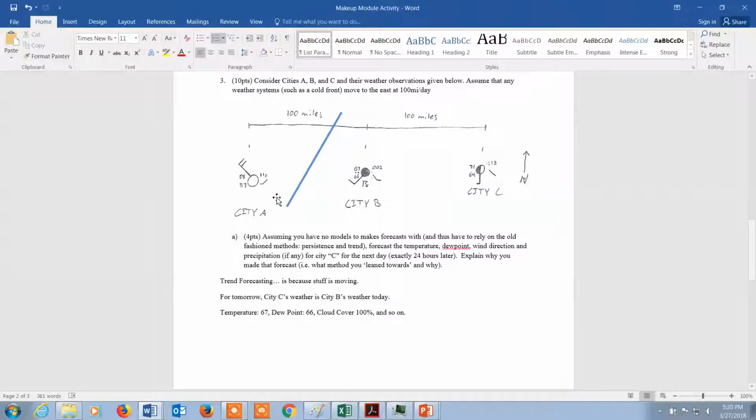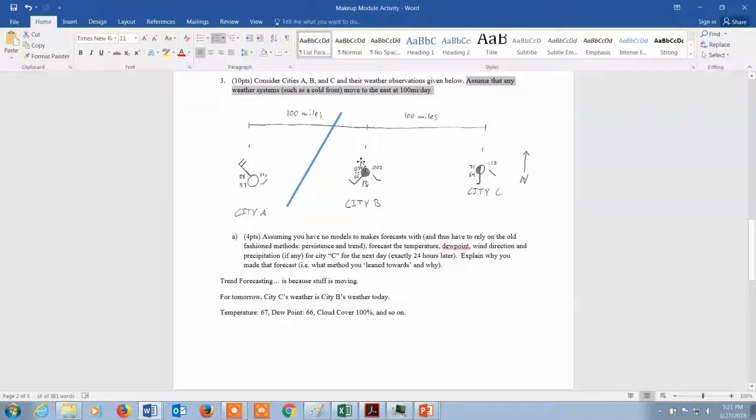But again, this whole example simply is based on this right here. Weather systems move to the east at 100 miles a day. So persistence isn't going to work because things are moving. And since we have a known speed, that speed is our trend. So whatever the weather was at City B is going to move 100 miles between today and tomorrow, and that's going to be City C's weather. And then City A's weather is going to move 100 miles, that's City B's weather.